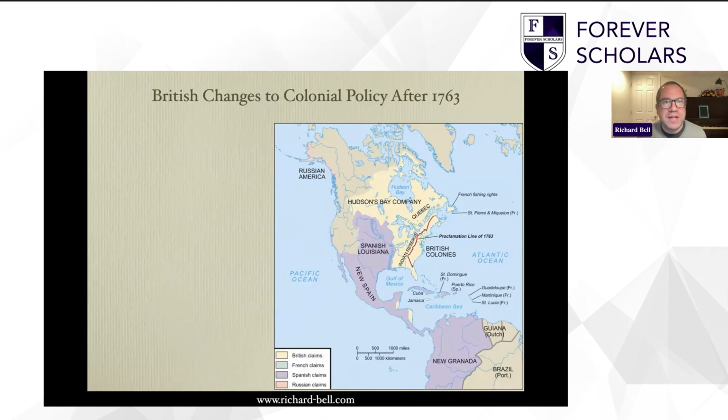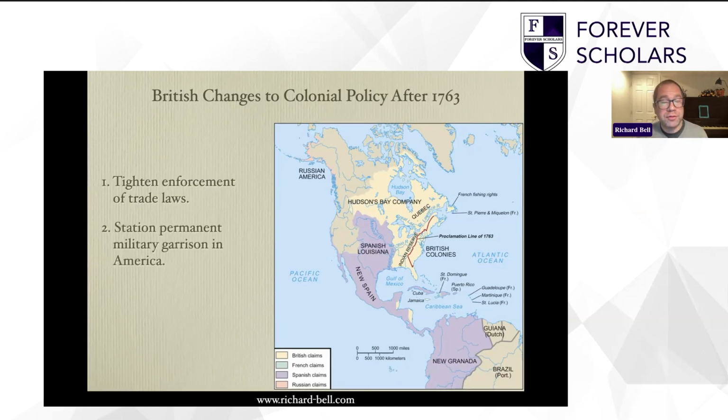Specifically, over the decade that followed the end of the war in 1763, the British government would tighten the enforcement of the trade laws. It would station a permanent army presence in America, and it would levy new taxes to pay for this permanent garrison and to offset some of the costs of the recent war.